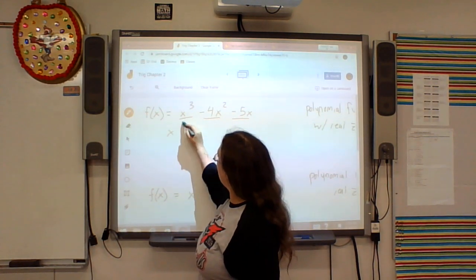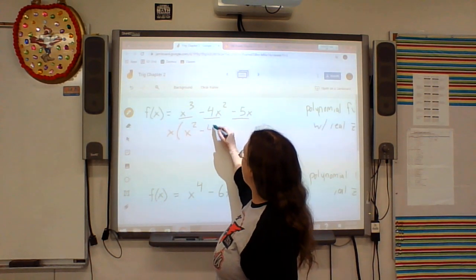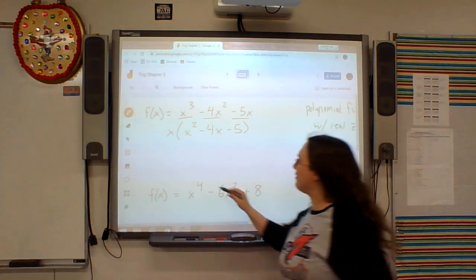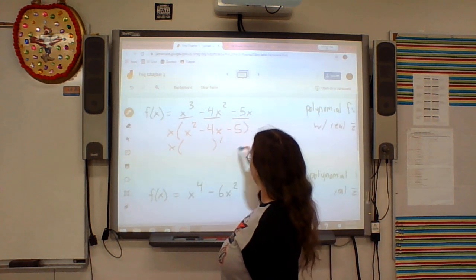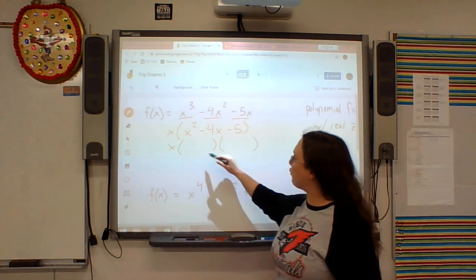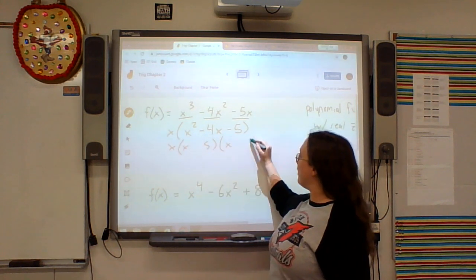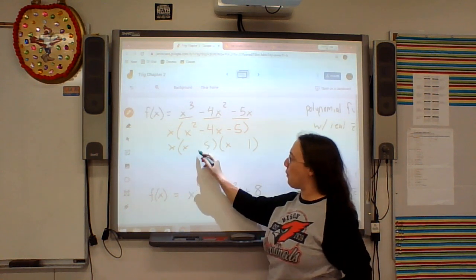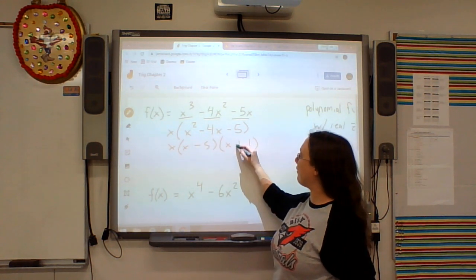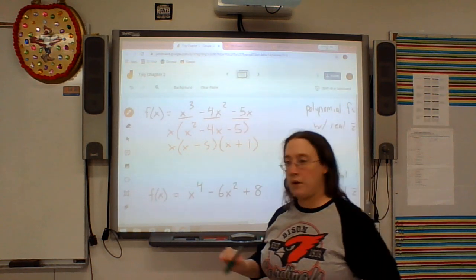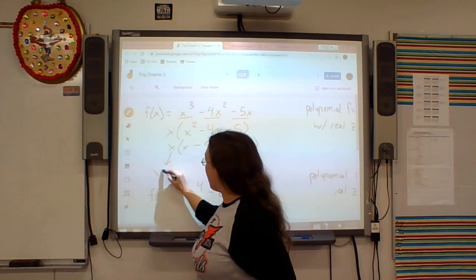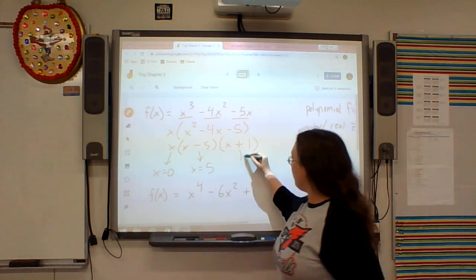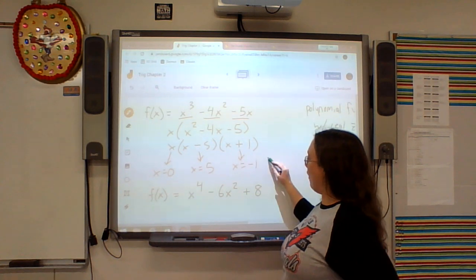So we're going to factor out an x, which leaves us with an x squared minus 4x minus 5. Oh, well, hey, we can factor that. So we're looking for factors of 5 that are going to give us 4. So you got 5 and 1 are really your only options for factors of 5. And then if we want to end up with a negative 4, we want a negative 5 and a positive 1, which means that our real zeros are either x equals 0, x equals 5, or x equals negative 1.